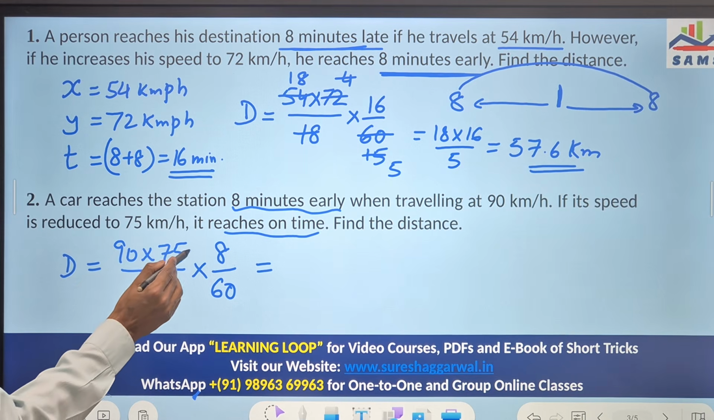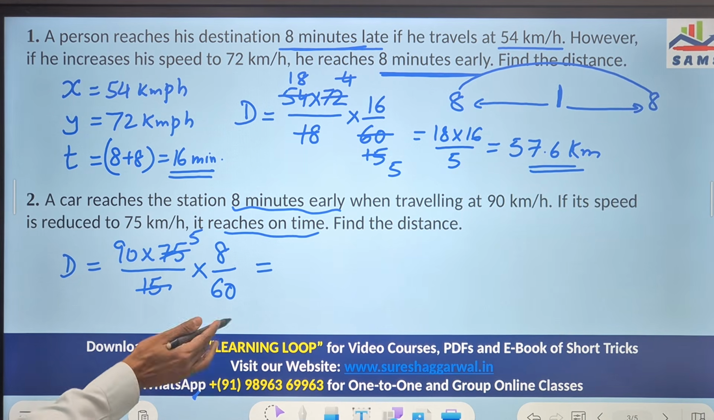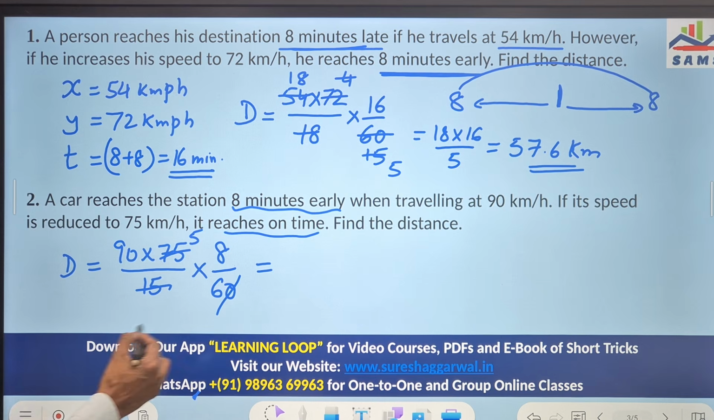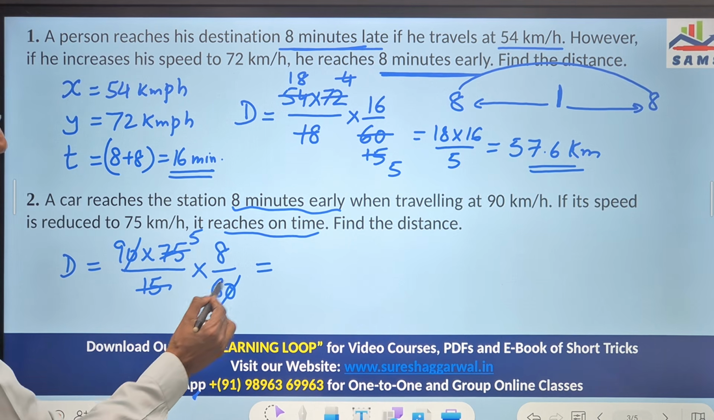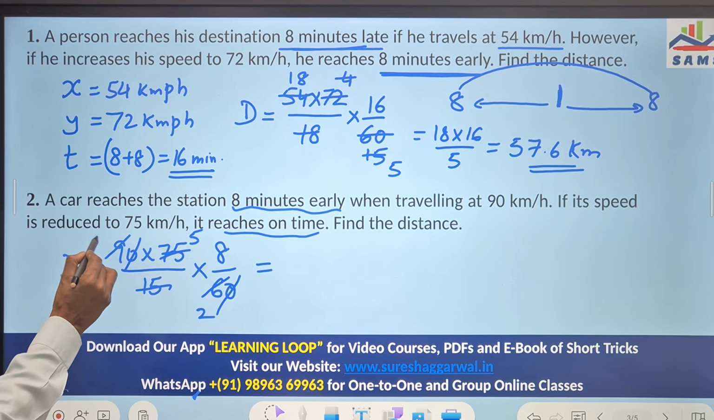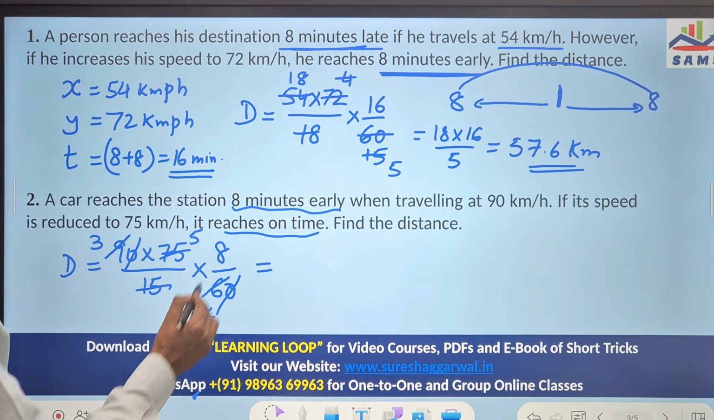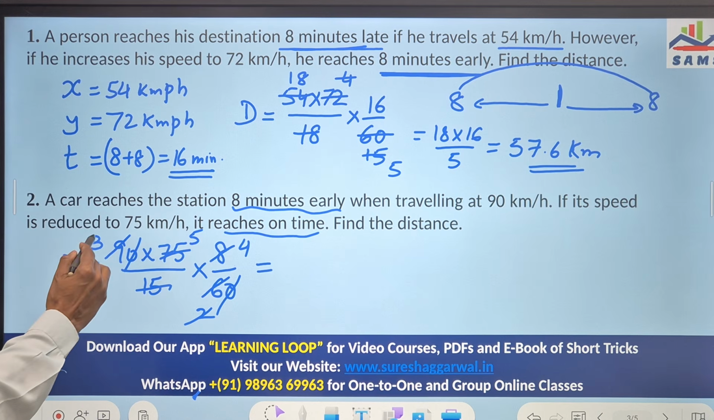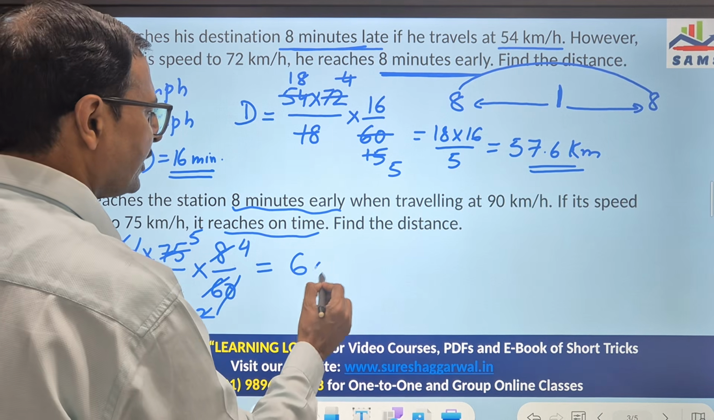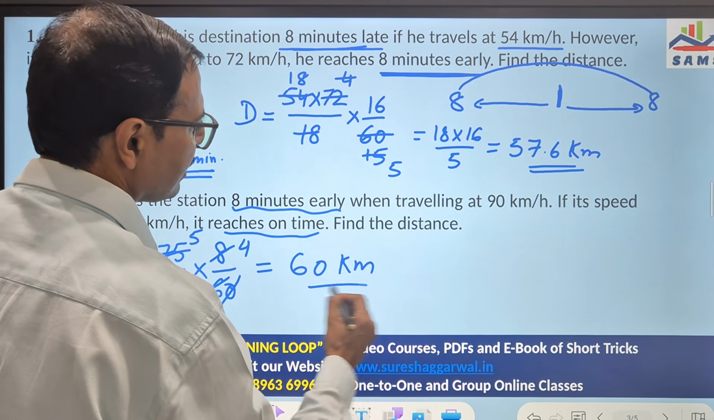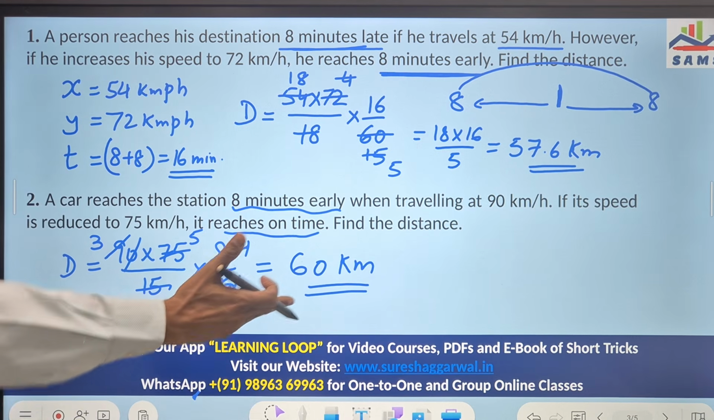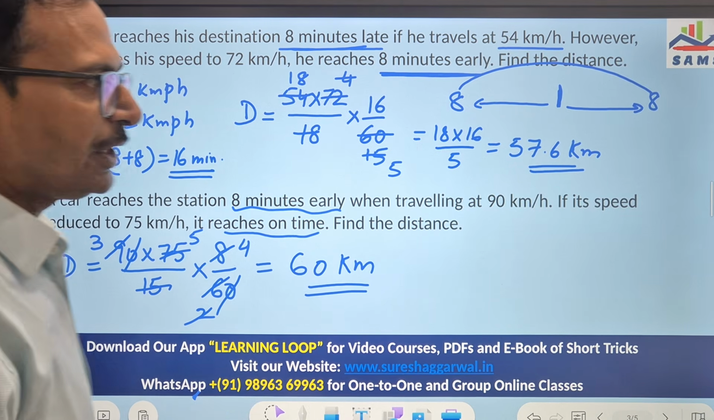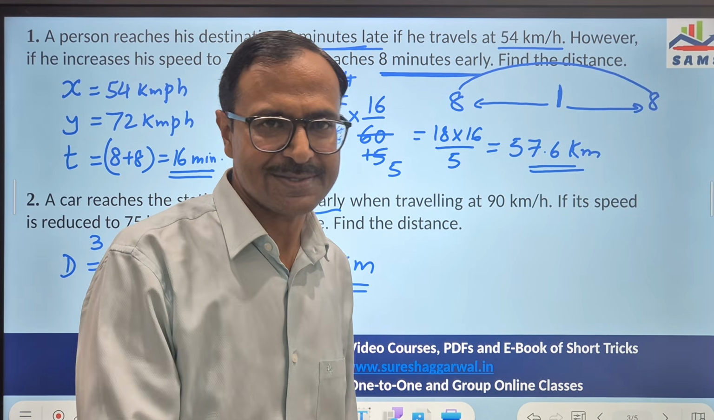So 15 cancels 75 exactly 5 times. And then you can cancel all sorts of things, like a 0 getting cancelled here, 3 2s are and 3 3s are, and what else, 2 cancels this 4 times, and what you get is 5 3s are 15, 4s are 60 kilometers as the distance covered. See how quickly we can solve this without actually doing any kind of equations.